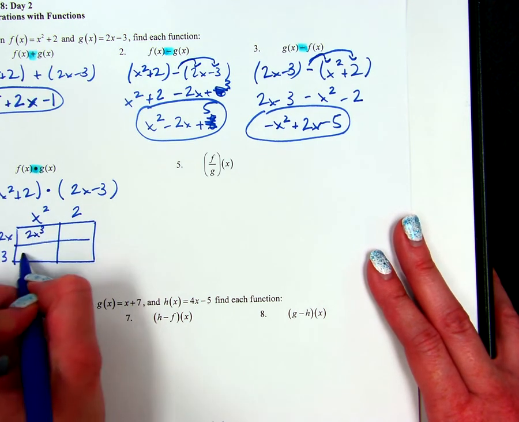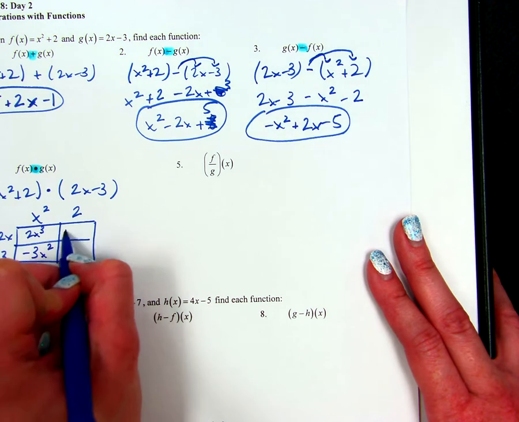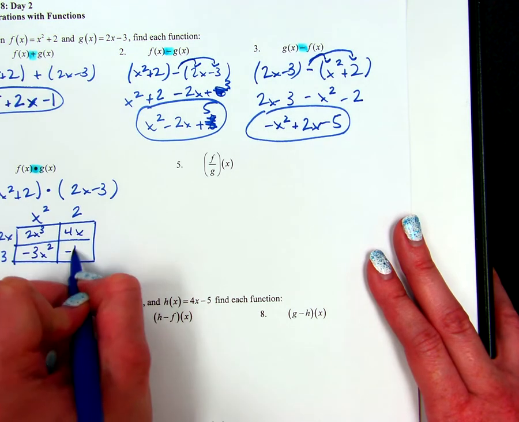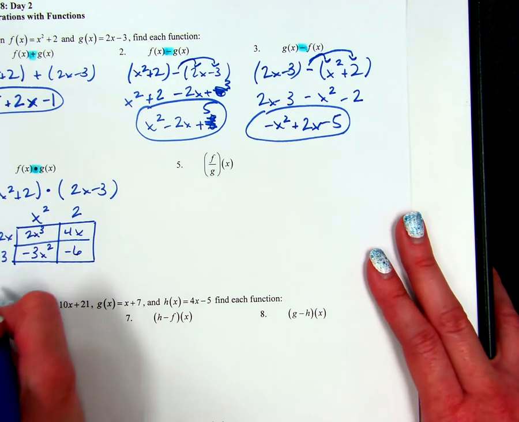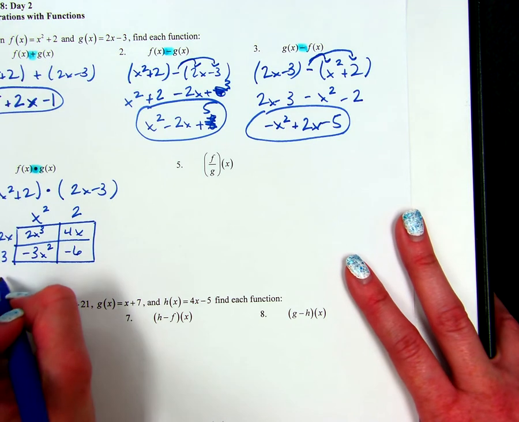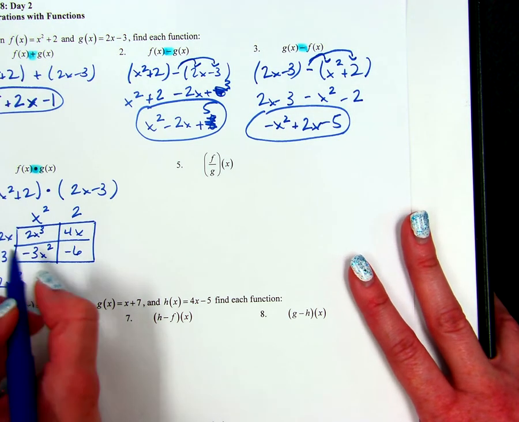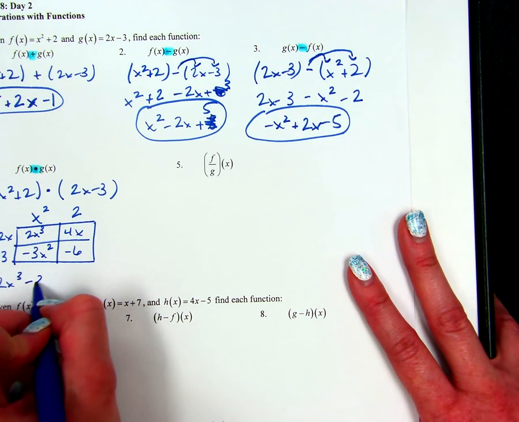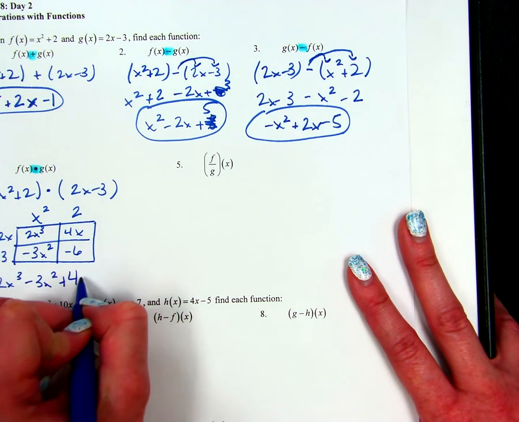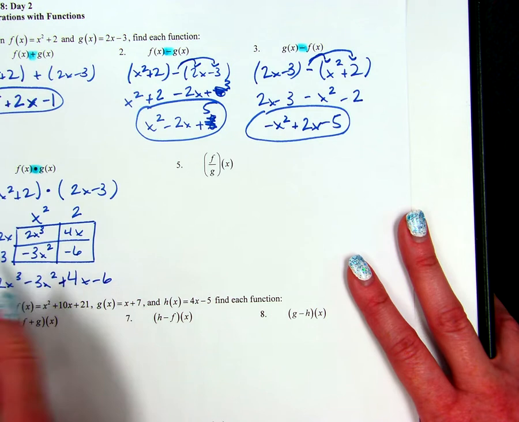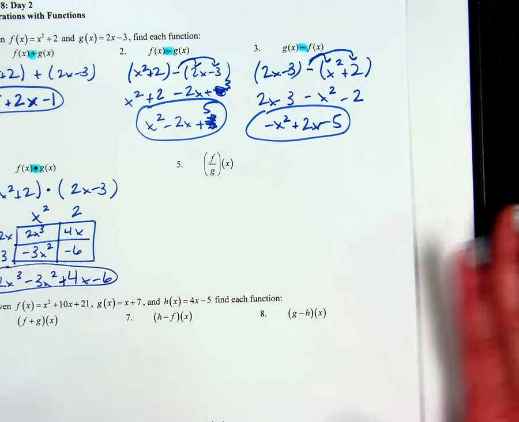And multiply here. So once you do that, just go ahead and write it again in order. You want your largest exponent first. 2x to the third minus 3x squared plus 4x minus 6. And that's my final answer right there.